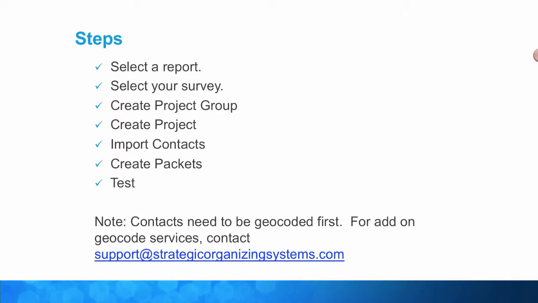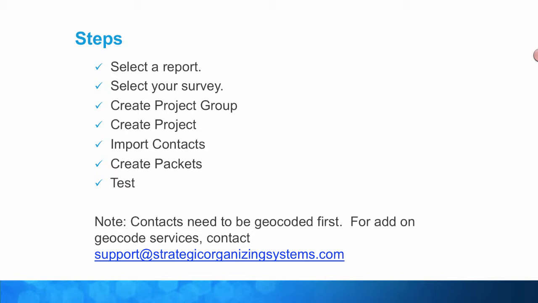Here are the steps. First, you're going to select a report. Reports are not something covered in this video. You should be able to know how to create your reports. Select your survey. The survey was also described in another video, so we won't go over that today. But we will go into creating project groups, creating projects, importing the contacts into your project group, and then creating packets. And then, as always, we want to test our work and make sure everything looks good.